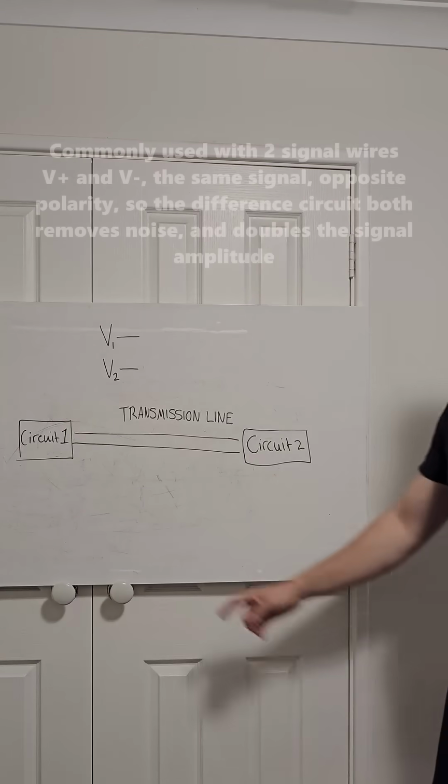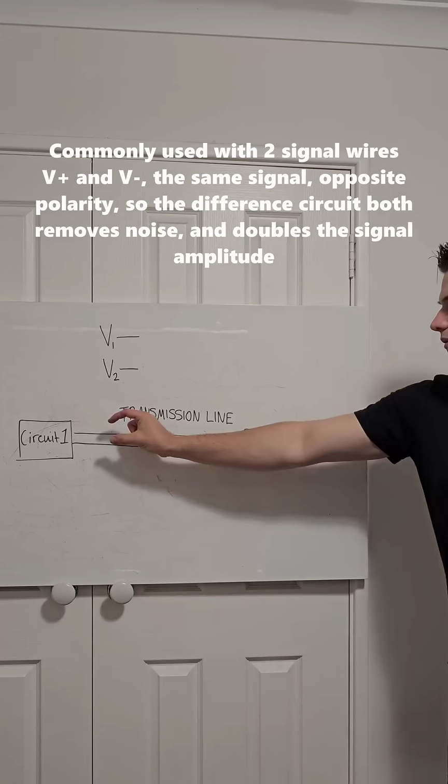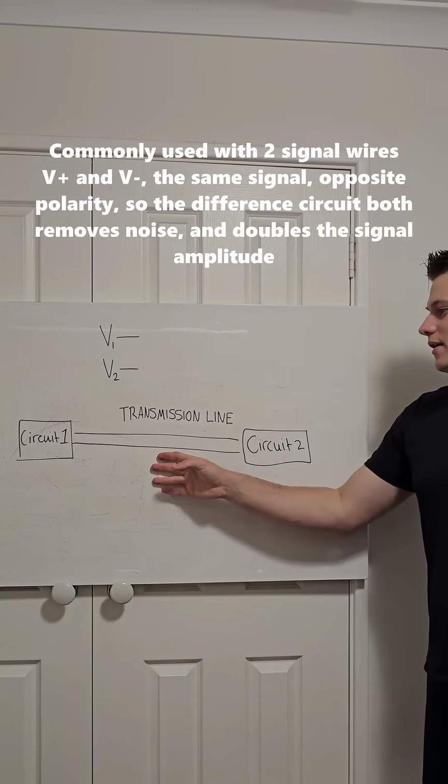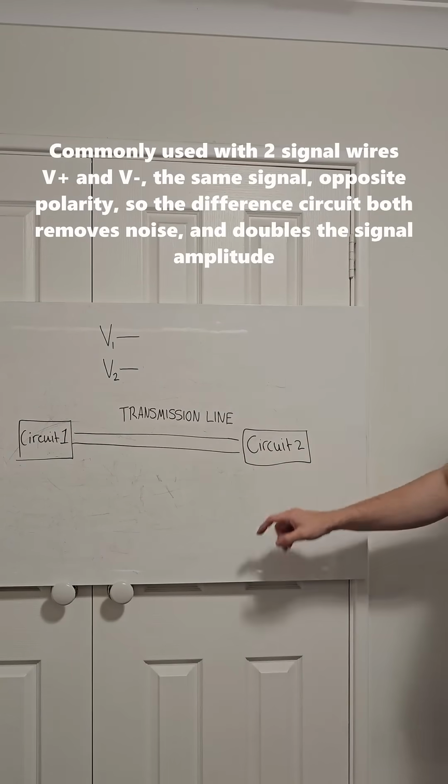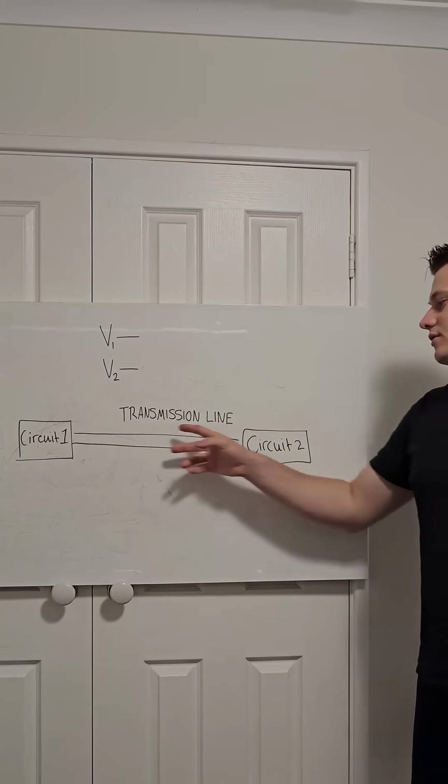It's also useful to take two wires, maybe a signal and a ground, and if you run them next to each other and they pick up noise along the way and it affects both of them, the circuit I'm about to show you takes that noise out. So you're only left with the signal that you originally transmitted.